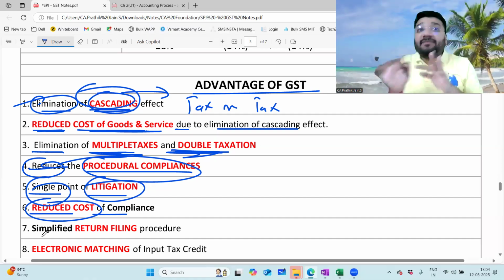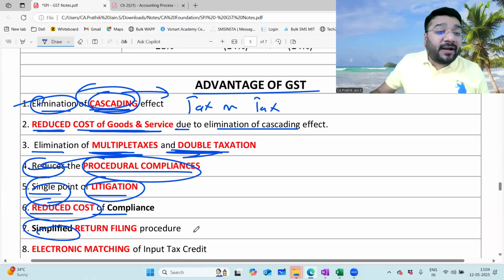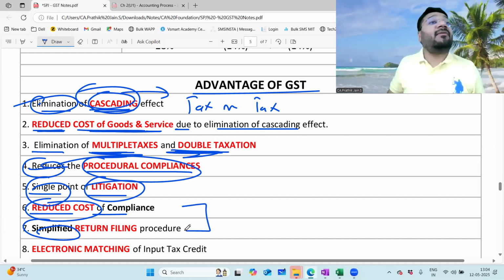Not just that, the return filing procedure is also being simplified. Earlier it was very complicated. Now it has become very simplified. Both of this you will understand when you do practical training in the article.